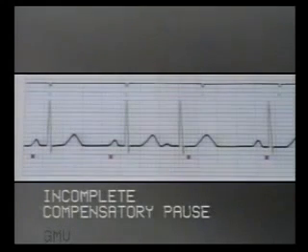In contrast, in this tracing, the beat after the premature beat has occurred before the next expected beat. So this is an incomplete compensatory pause.